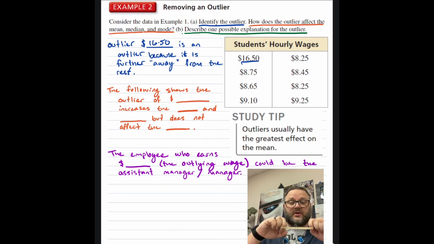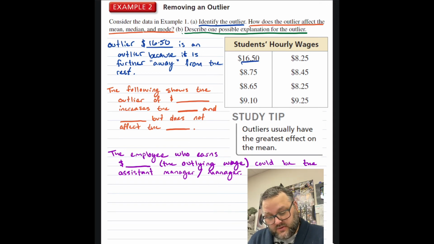So again, what the outlier does is it changes at least the mean. It's going to affect the most. The median, it'll affect the second most. The mode, it doesn't really affect at all, but it definitely affects the range. So the two that the outlier affects the most are the range and the mean.